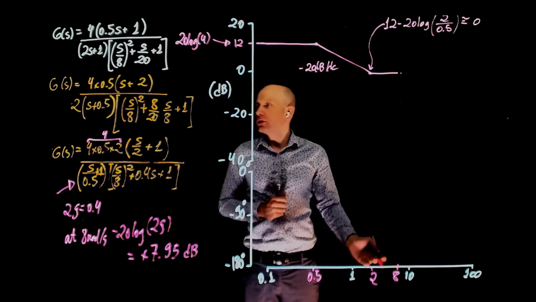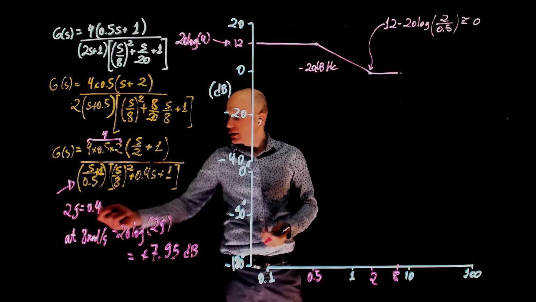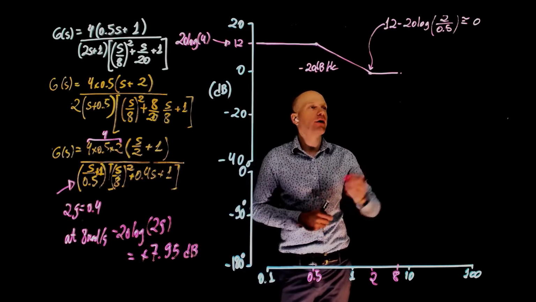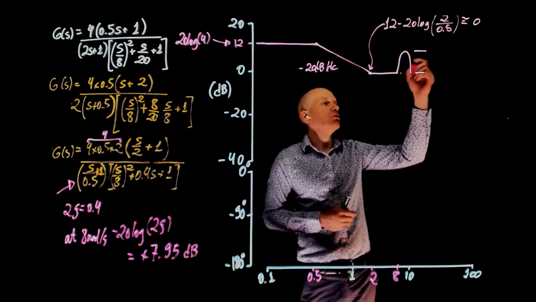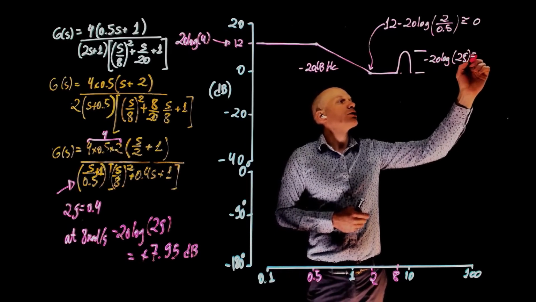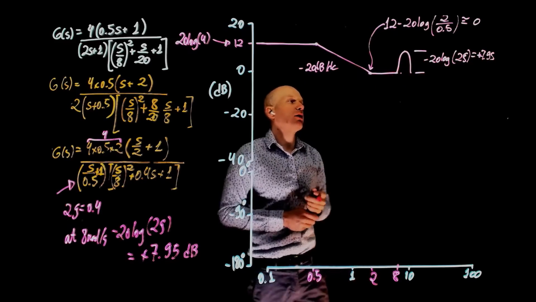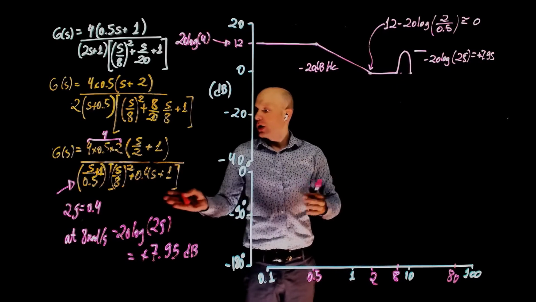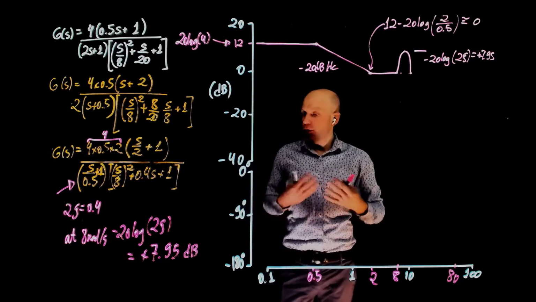At 8 radians per second, we now have a complex pole. The complex pole has a damping ratio of less than 0.5, and it will now go up by 7.95 dB. So we should go up like that, and this magnitude here is negative 20 log of 2 zeta, which is plus 7.95. So this value here, because we're starting at 0, is 7.95. Now, past this cutoff frequency at 8, we are to the right of a complex pole. The complex pole will make the slope negative 40 decibels per decade.